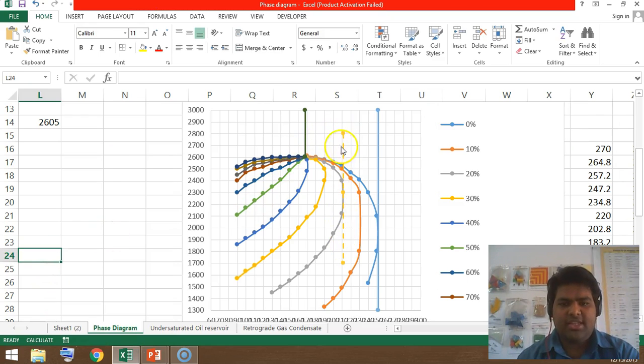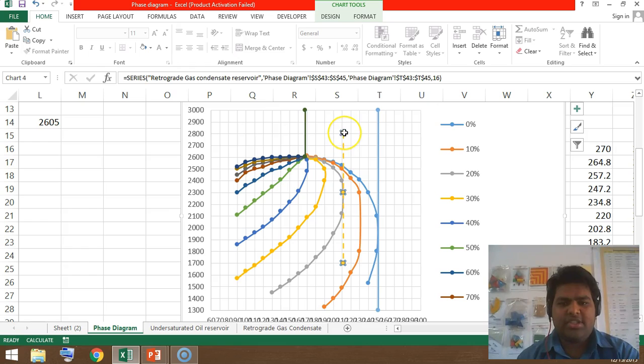This yellow line, the top yellow point, let's call this point B. This point B is outside the two-phase envelope. It's on the left-hand side of the cricondentherm and on the right-hand side of the critical point. Any pressure temperature combination lying inside this region will represent a retrograde gas condensate reservoir.